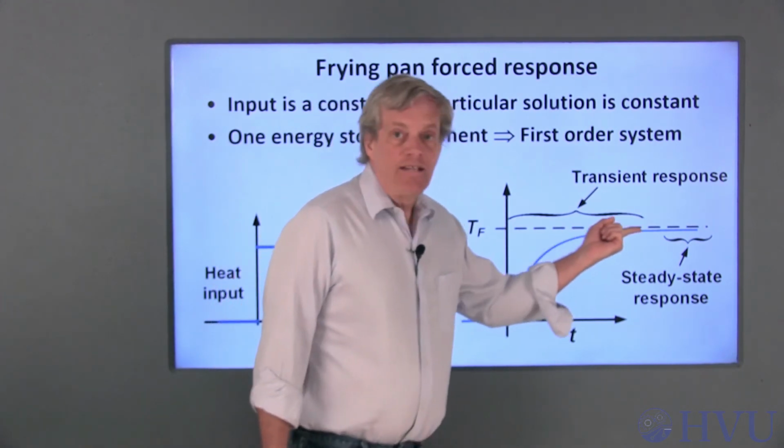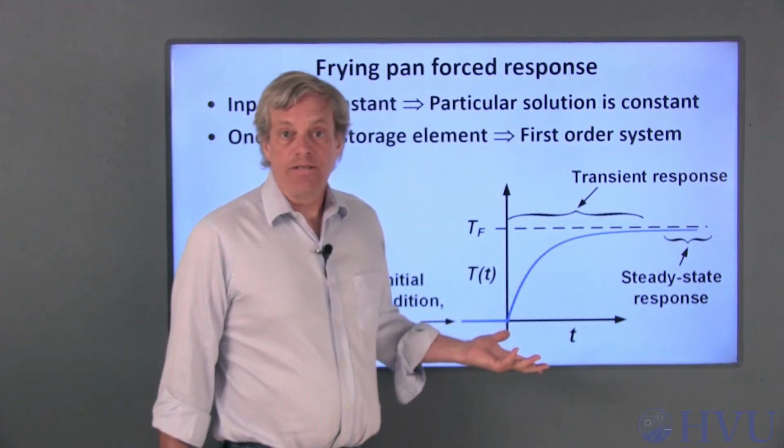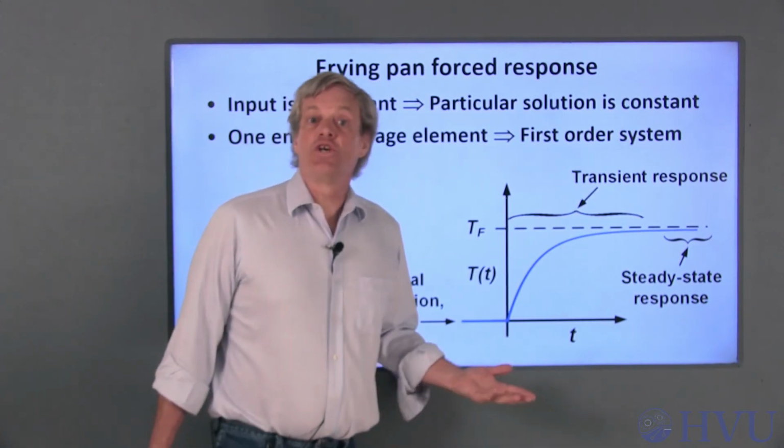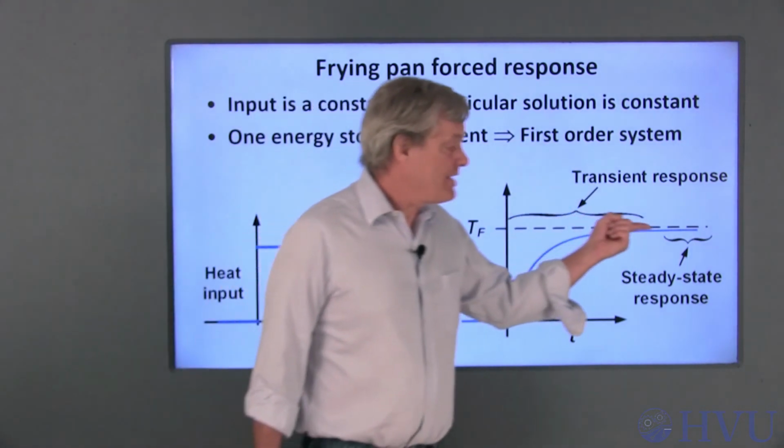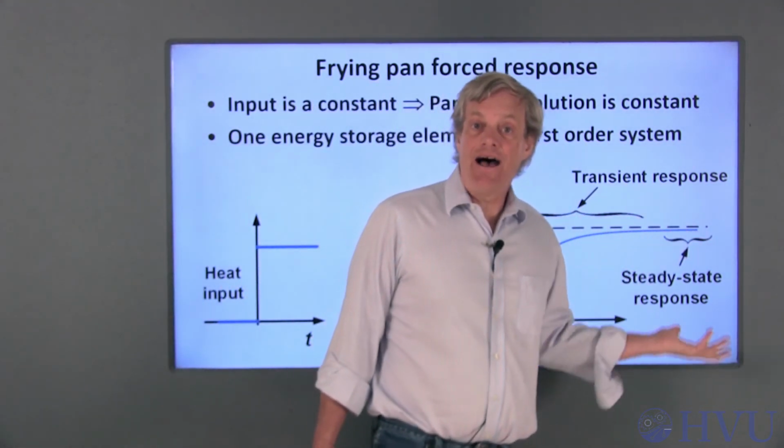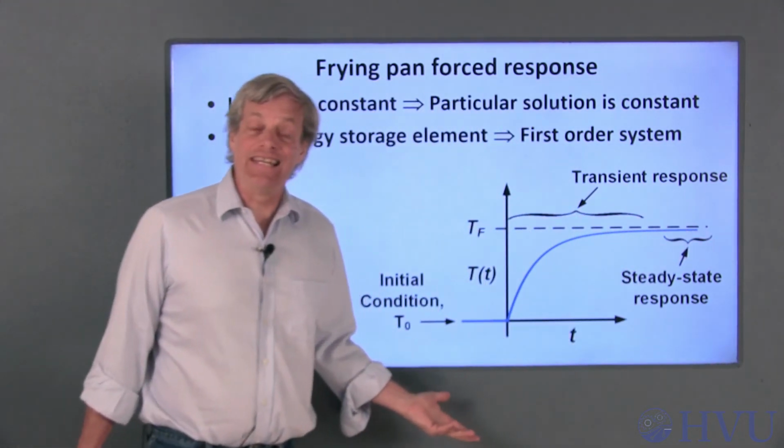The time while the pan is warming is called the transient response, which includes the differential equation's homogeneous solution. Once the homogeneous solution goes to 0, the transient response is said to have died out and the pan's temperature has reached steady state.